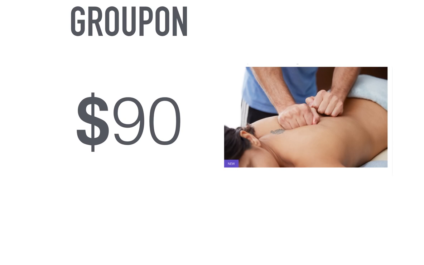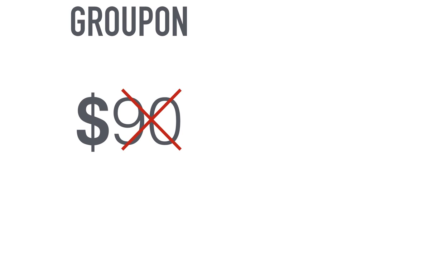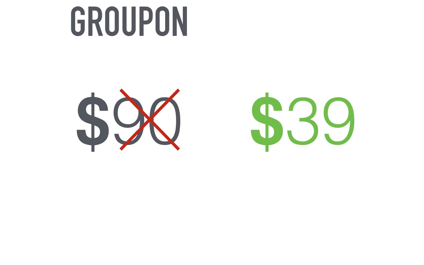So in this case, Groupon is basically offering a massage with a value of $90. But they're offering a discount. The price is $90, but it's $39. So it's a 57% discount. Anyone who is interested in this deal, which is a really good deal, can buy for $39 services at this massage shop worth $90.